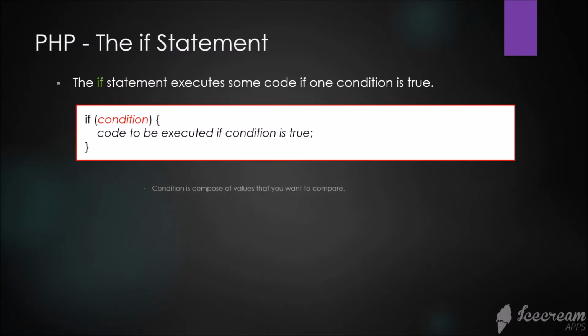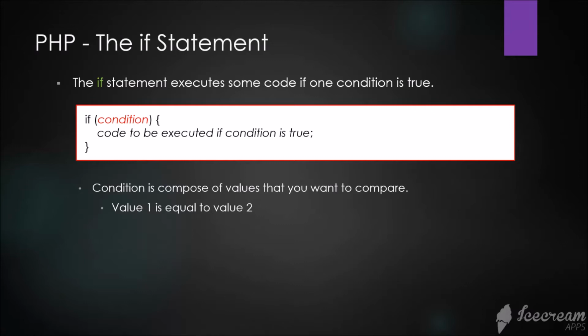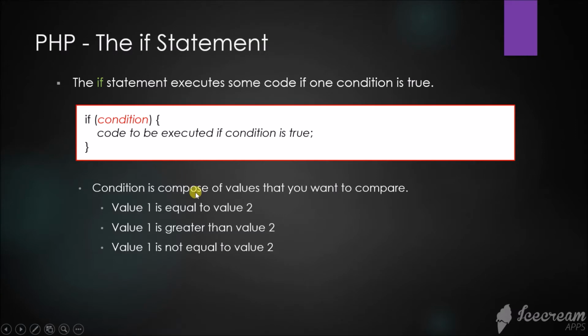Okay? So the condition is composed of values that you want to compare, like value 1 is equal to value 2, or value 1 is greater than value 2, or value 1 is not equal to value 2. So we have here equal to, greater than, and not equal to. Those are what we call the comparison operators. If you are familiar with PHP operators, those are what we will use for this part.